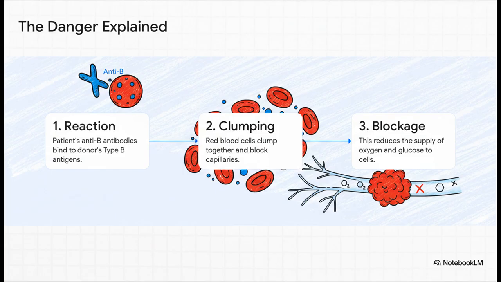It's a 3-step process. First, the patient's anti-B antibodies attack the B antigens on the donor's blood cells. Second, this reaction makes all the red blood cells stick together in big clumps. And third, those clumps are way too big to fit through the tiny capillaries, so they cause blockages, which starves the body's cells of oxygen and glucose. 1 mark for each step in that story.